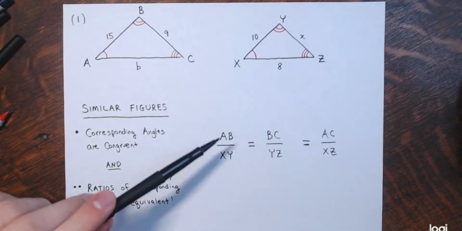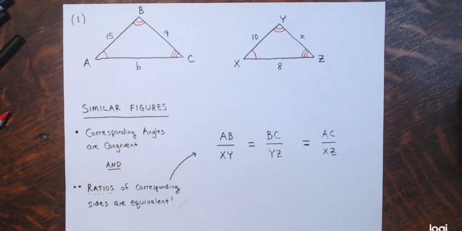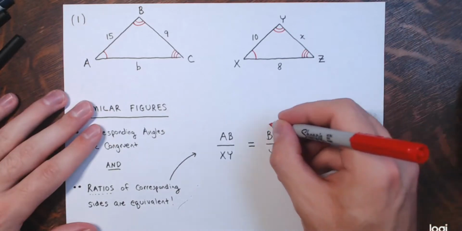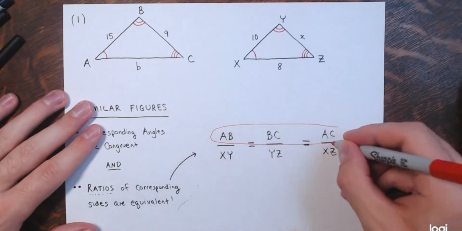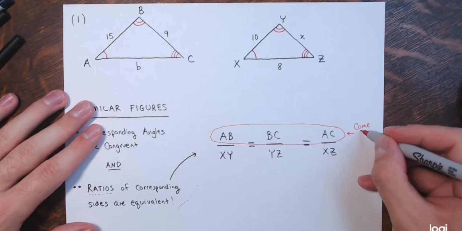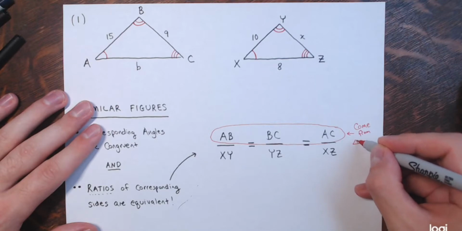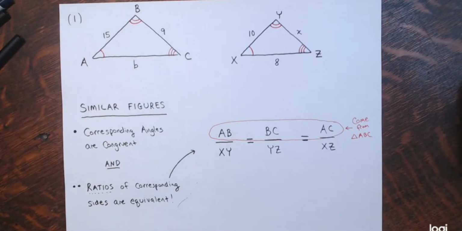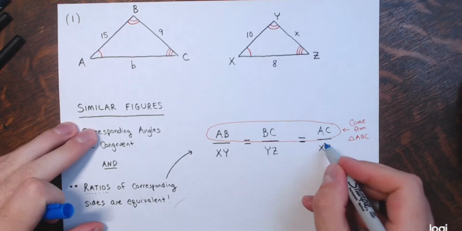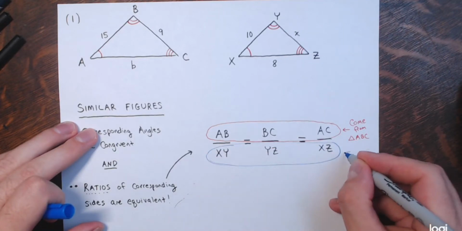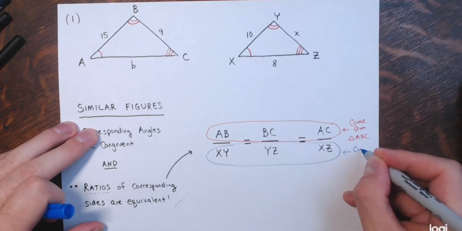Now notice in every single one of these ratios, my numerators and denominators were consistent. You see how all the numerators come from triangle ABC. And all my denominators are also consistent. All the denominator side lengths, the XY, YZ, and XZ, come from the same triangle as well.